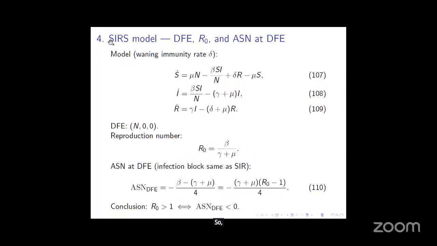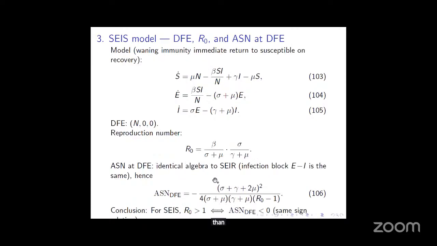So we do the same also for the SIRS, and we see also that this is where the R0 will appear, in equation 110. So we conclude that R0 is greater than 1 if and only if the diagonal strength number is less than 0. We concluded that R0 will be greater than 1 if and only if the diagonal strength number is less than 0.